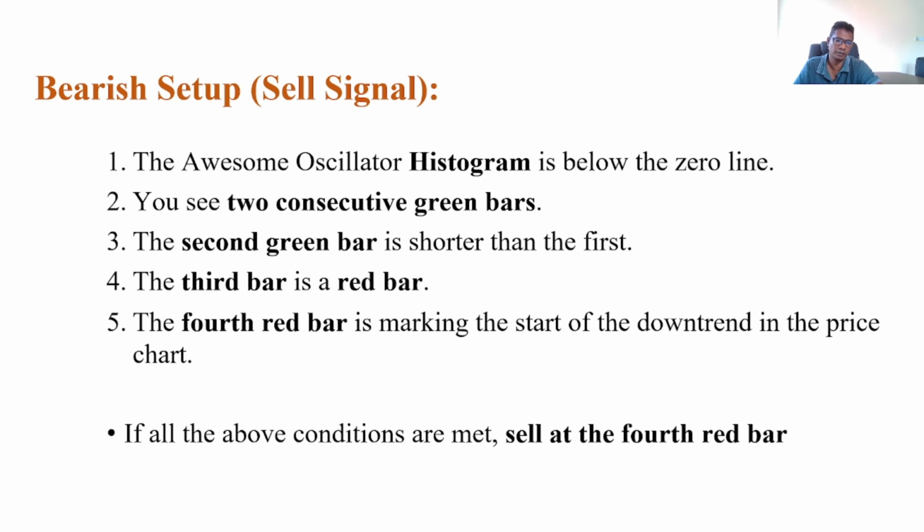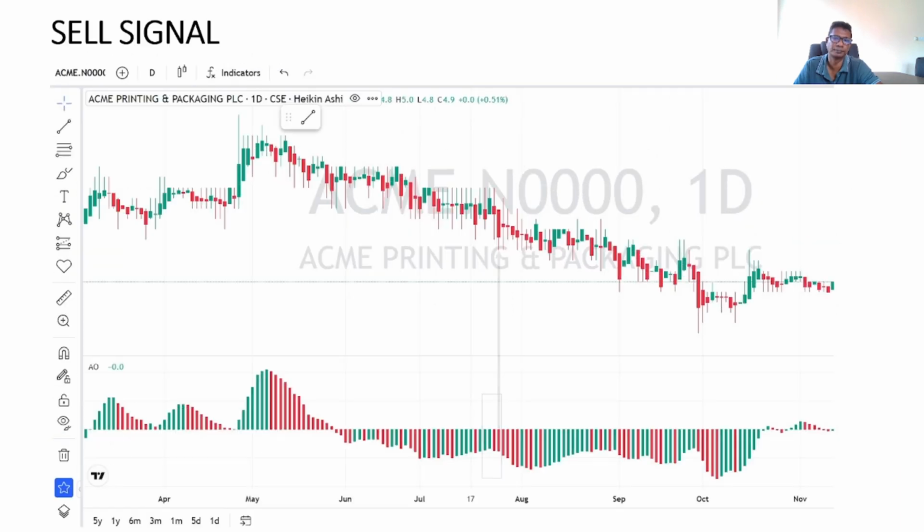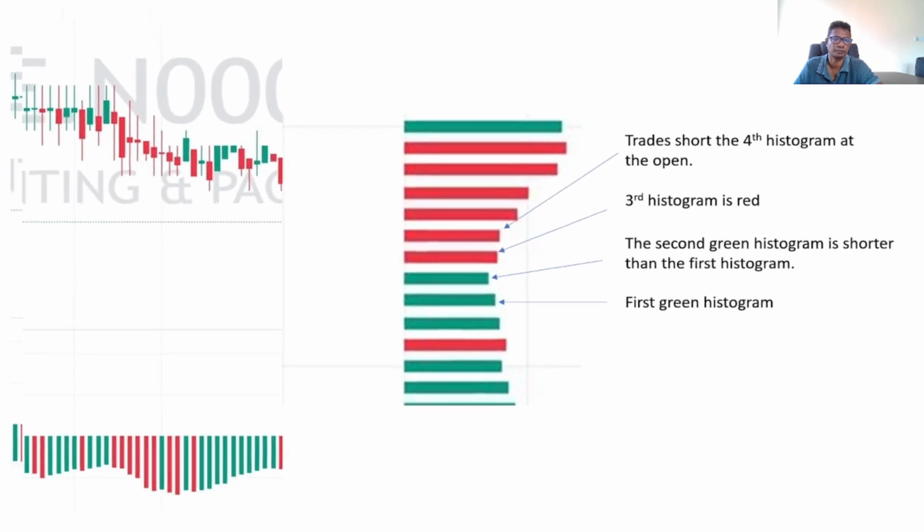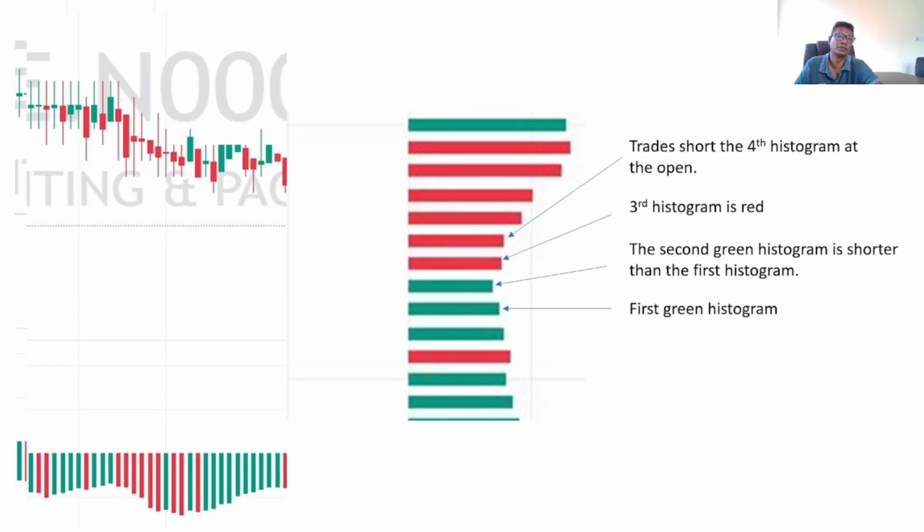For your reference, I am taking a horizontal chart. It will make it very clear to you. Now here, first green histogram, 2. The second green histogram is shorter than the first one. Very clear. The third is a red bar, and fourth is also red, and this is the point to open a selling point.